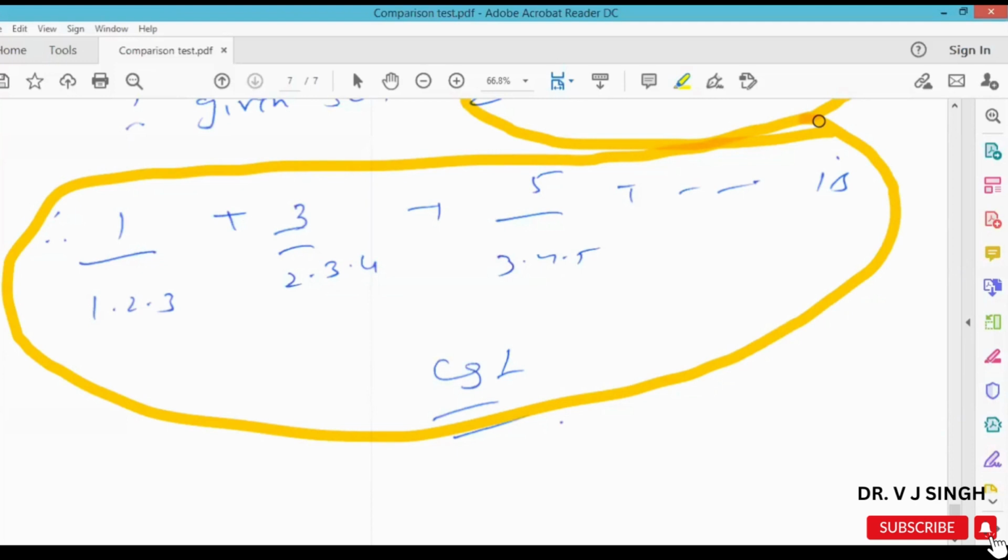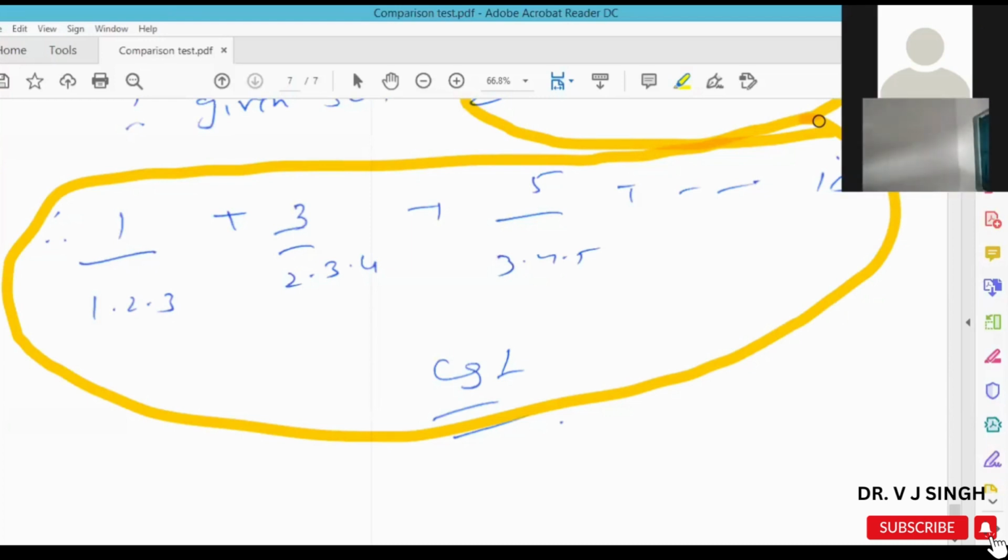Then the comparison test definition. First learn the definition of the comparison test and the p-test. If you write it one time, this is a very simple definition. The p-test definition is also very simple. This is applicable only when some n power is given in the denominator, 1 by n power. Then we can apply the p-test, otherwise we cannot apply the p-test. So this is when the p-test and comparison test are applied.